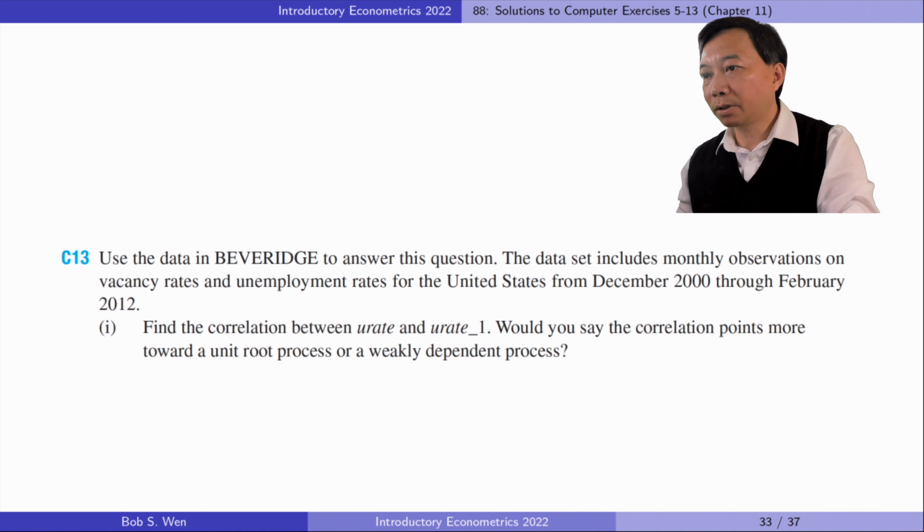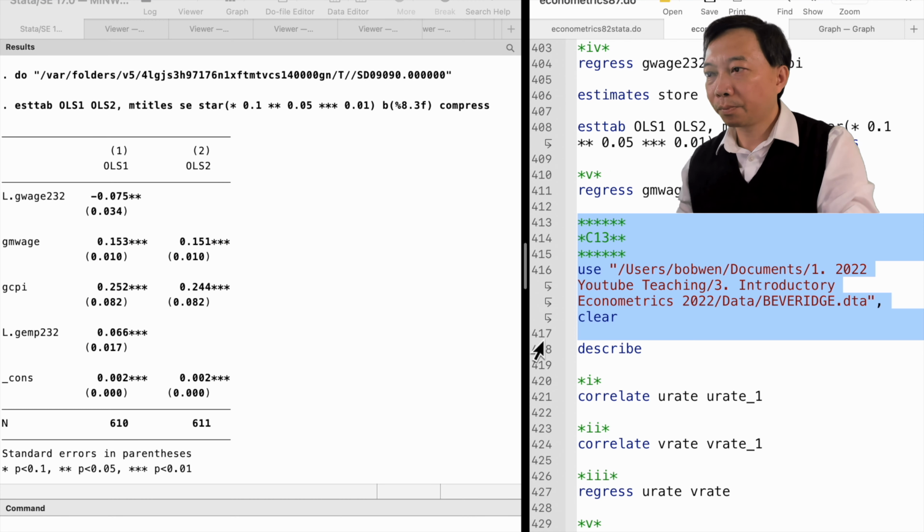Let's solve computer exercise 13. The dataset includes monthly observations on vacancy rates and unemployment rates for the United States from December 2000 through February 2012. In Part 1, find the correlation between the unemployment rate at time t and t-1. Would you say the correlation points more towards a unit root process or a weakly dependent process?